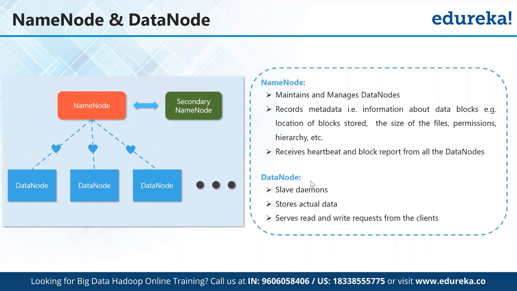And what would name node do? Metadata. It will just have information about the slaves. It will have information about what is running on slaves, who is working on what, what is stored where. So like you see here, name node will record metadata like information about data blocks, location of blocks, size of the files, permissions, hierarchies, etc.